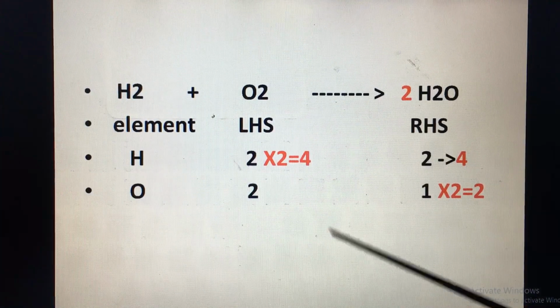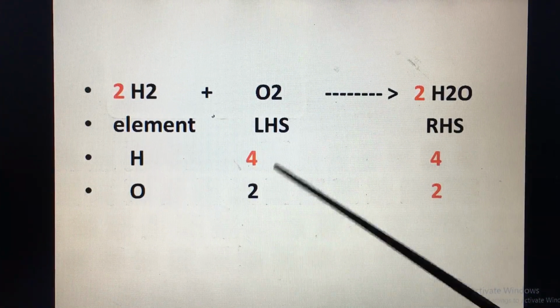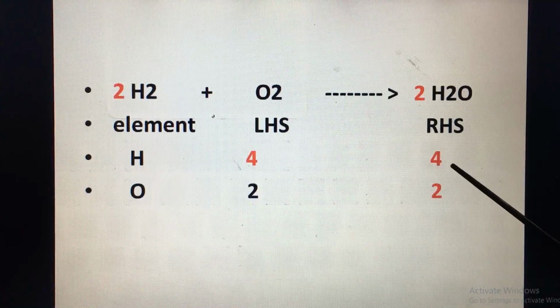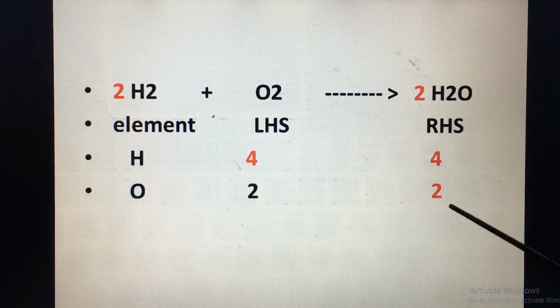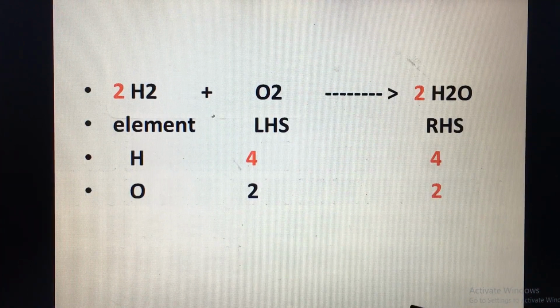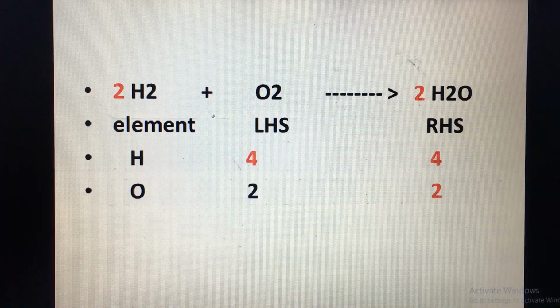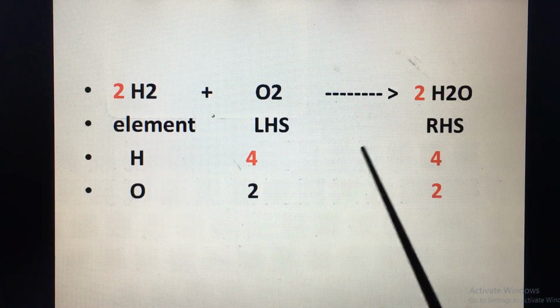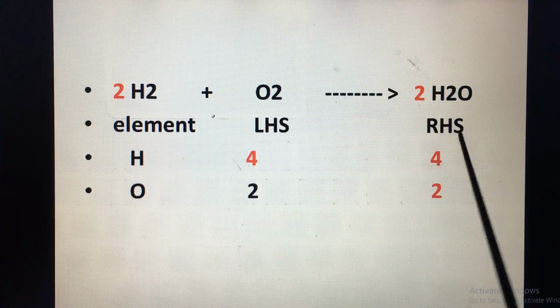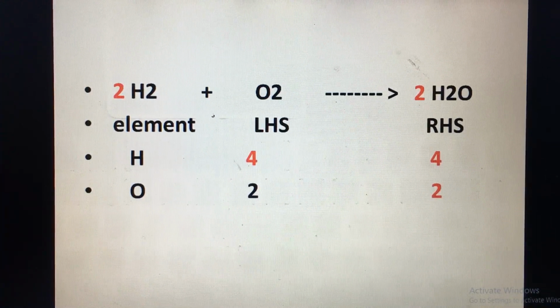So 4 hydrogen on the left hand side, 4 hydrogen on the right hand side, 2 oxygen on the left hand side, 2 oxygen on the right hand side. So remember one point, we need to balance the number of atoms of each element on the left and right hand side, that is, of the reactant and the product. So here we can see the balanced chemical equation: 2H2 plus O2 gives 2H2O. That is the balanced chemical equation.